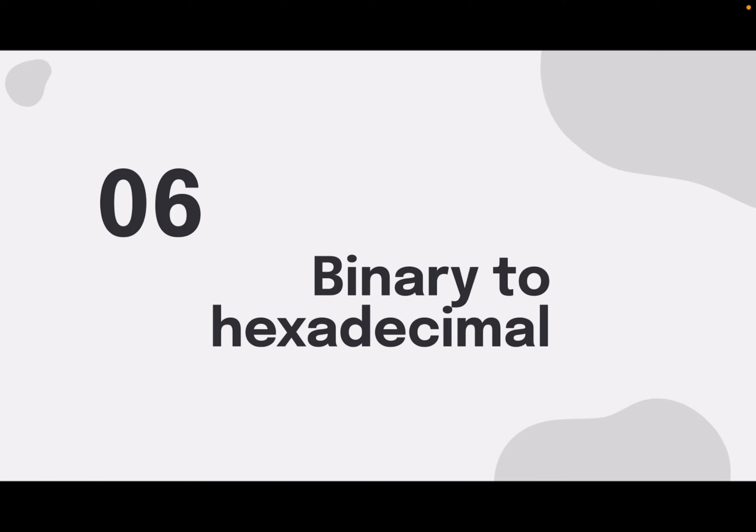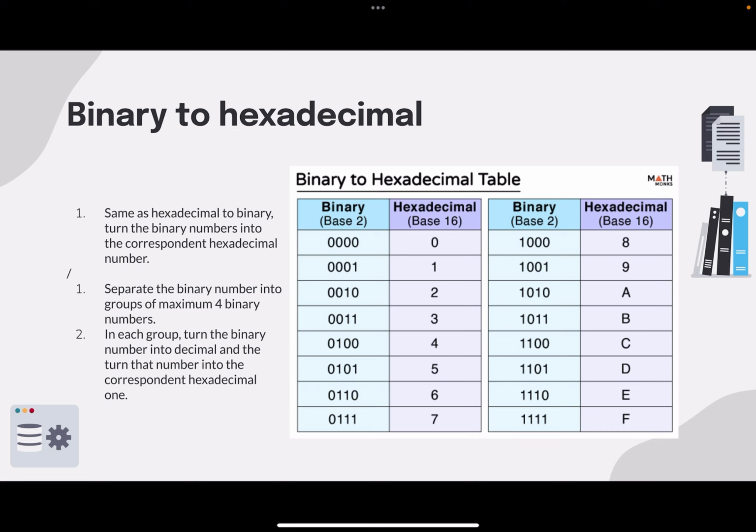Binary to hexadecimal. How to convert binary to hexadecimal? Same as hexadecimal to binary, you first need to turn the binary numbers into the corresponding hexadecimal number.